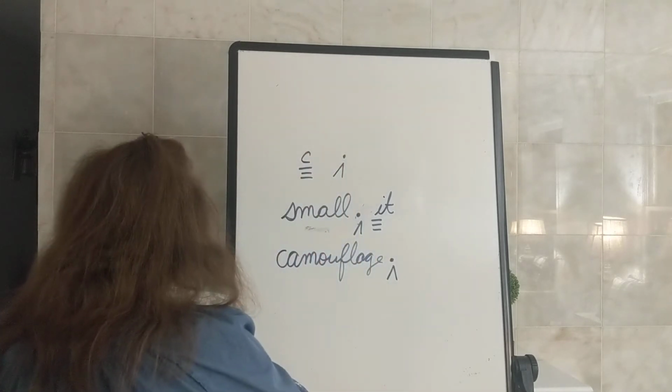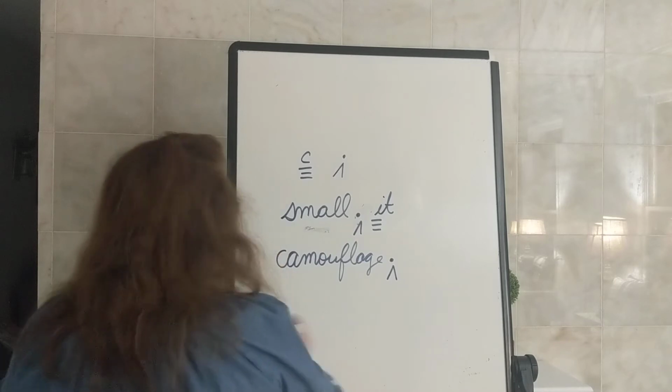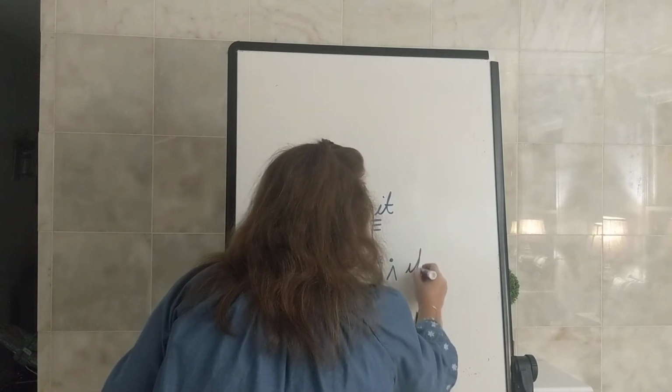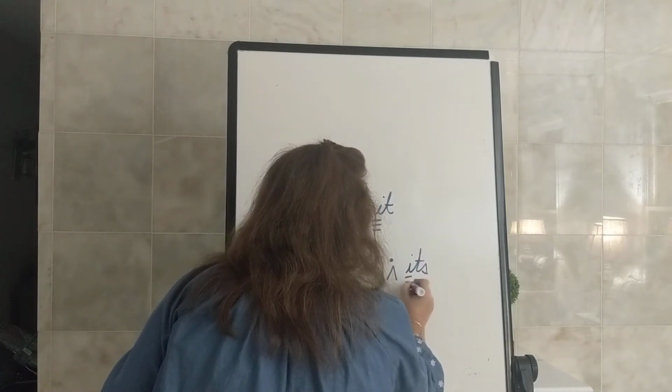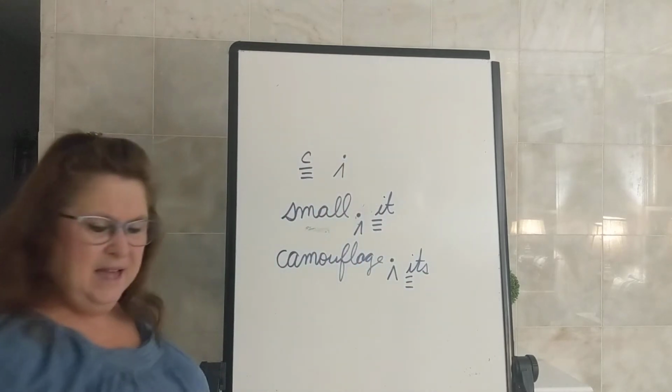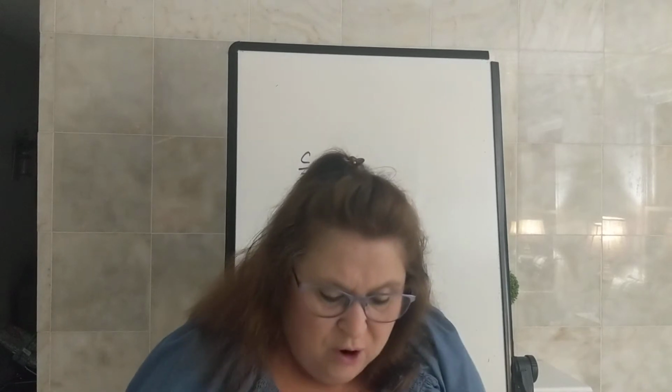And then our word after camouflage is the word it again. So we will underline the I 3 times because that letter would have to be capitalized. And you go ahead and complete number 3 on your own.